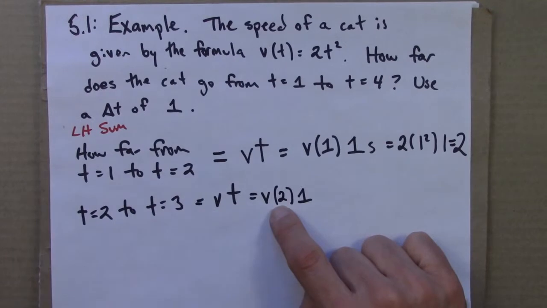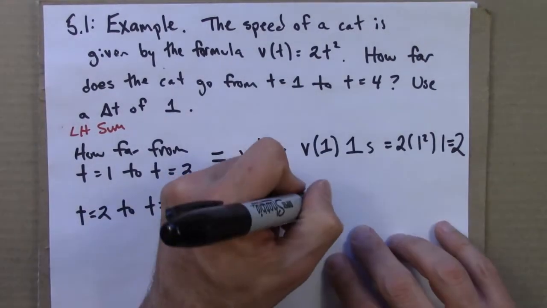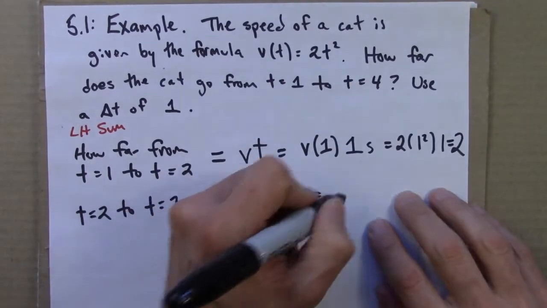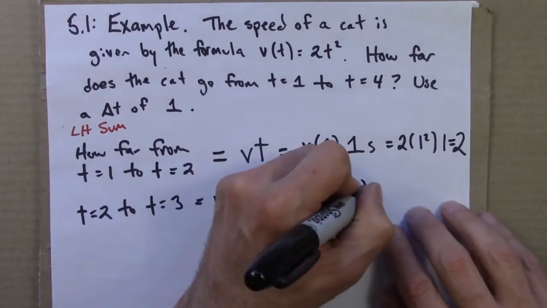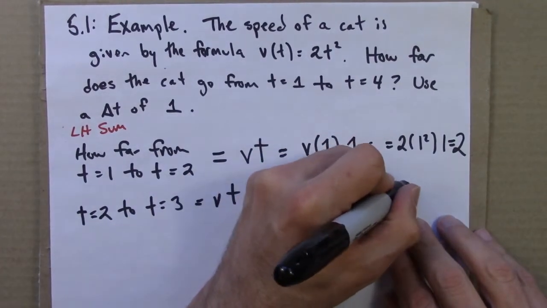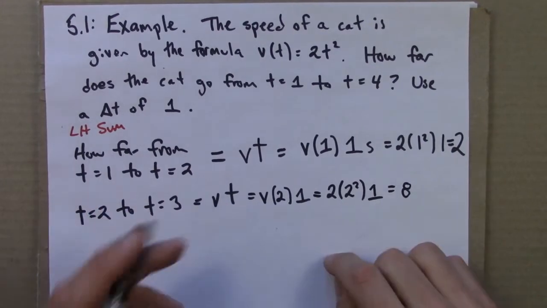What's v of 2? Before, we read it off a table or a graph. Now we just ask the function. We plug 2 into the formula. This is 2 times 2 squared times 1, and that looks to me like 8. 2 times 2 times 2 is 8. All right, just one more step to go.